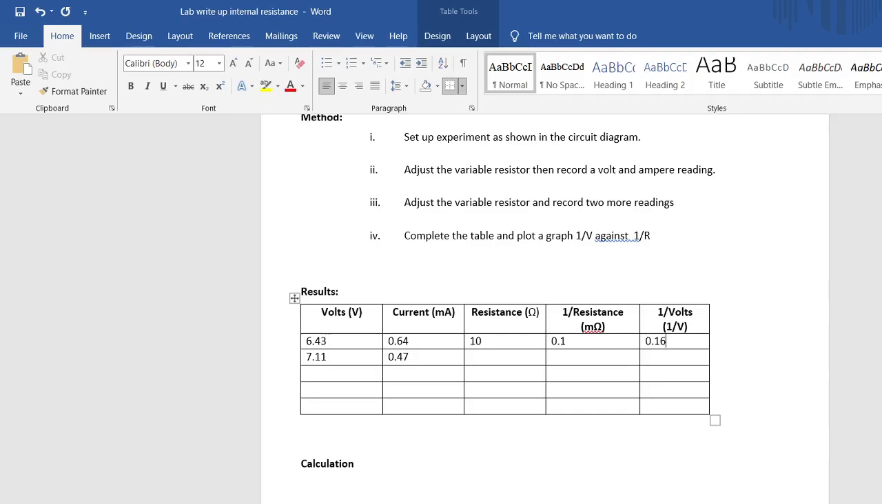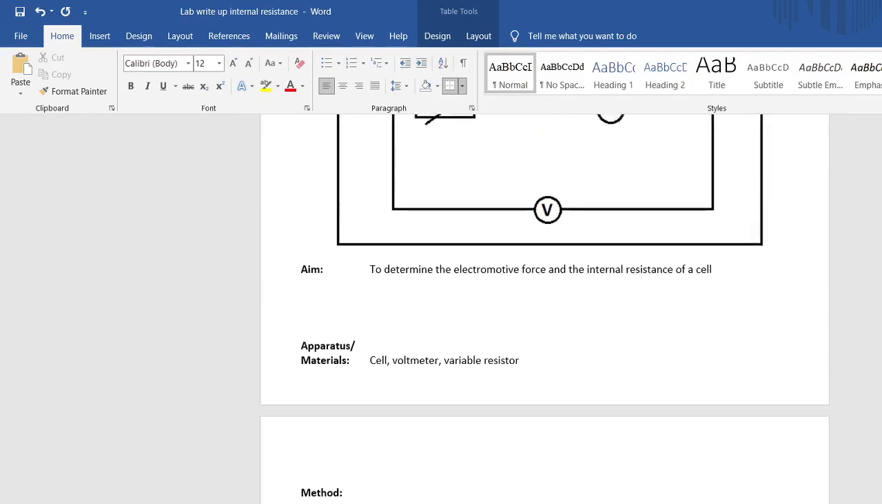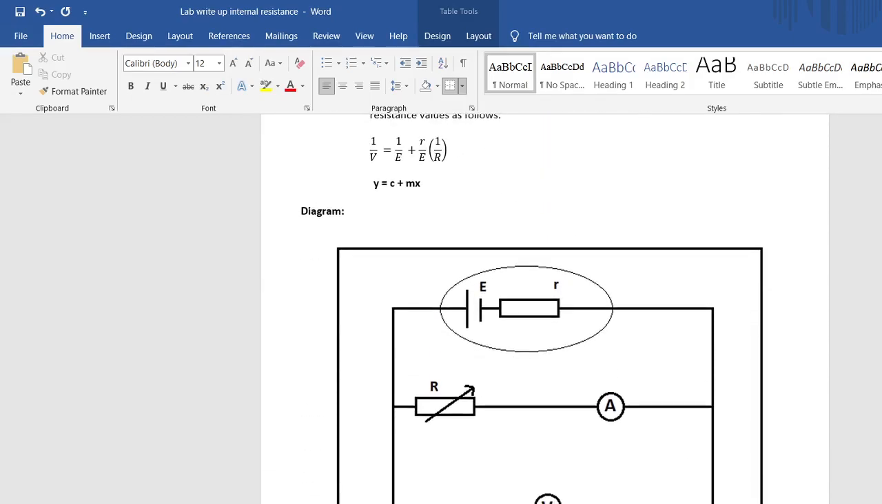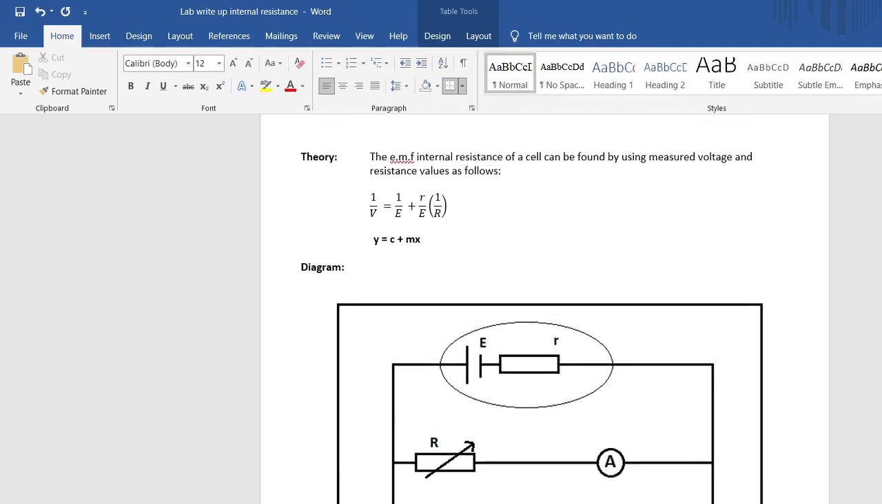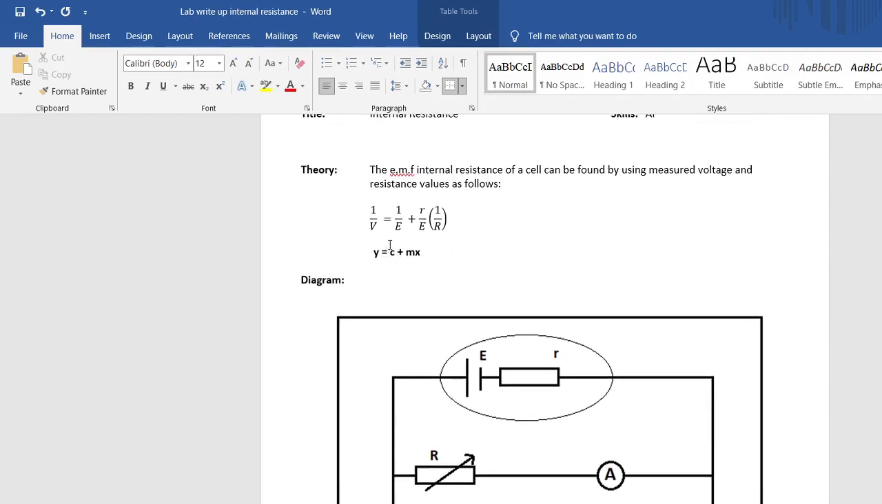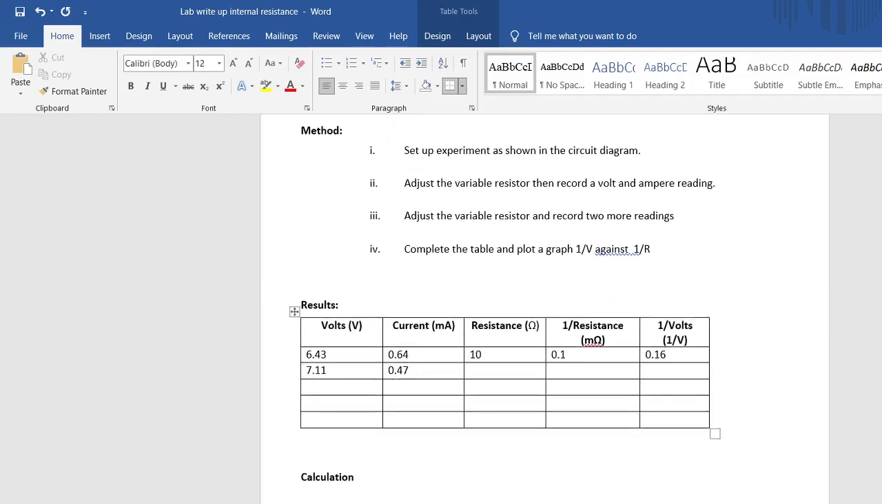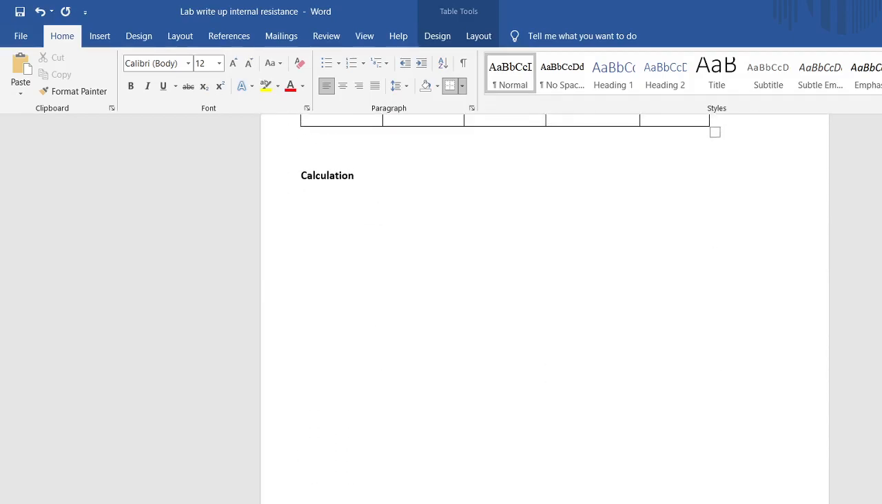Afterwards, in order to find the EMF, which is the aim of the lab, and the internal resistance, you'll need to find the y-intercept, which is equal to 1 over E. You have to invert what you get, and you'll use the gradient to find the internal resistance. You'll put this under your calculations.